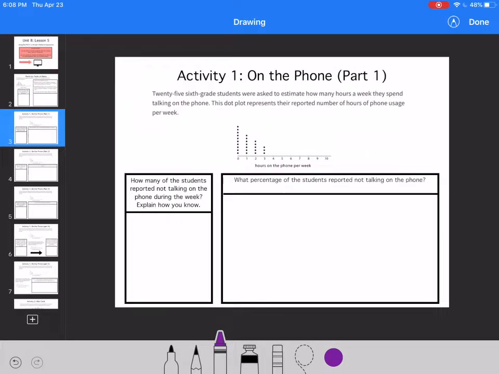All right, then I'm going to look at slide 3. 25 students in the 6th grade were asked to estimate how many hours a week they spend talking on the phone. This dot plot represents their reported number of hours of phone usage. So that's kind of interesting that out of 25 6th graders, the majority of them don't talk on the phone. That kind of surprises me based on this dot plot. How many of the students reported not talking on the phone during the week?